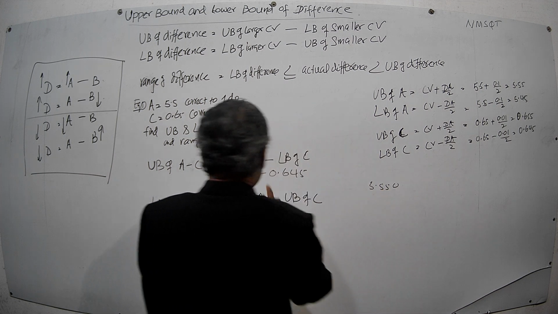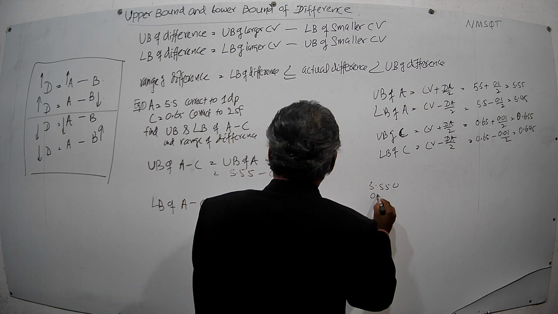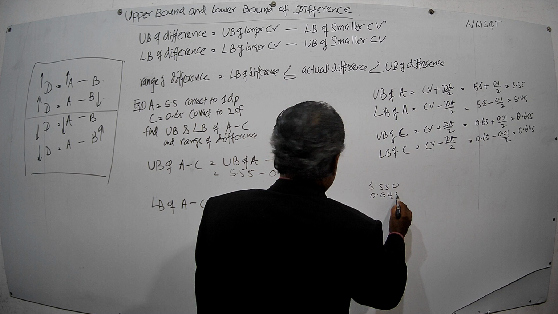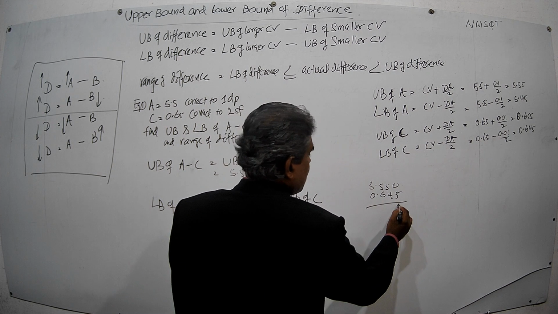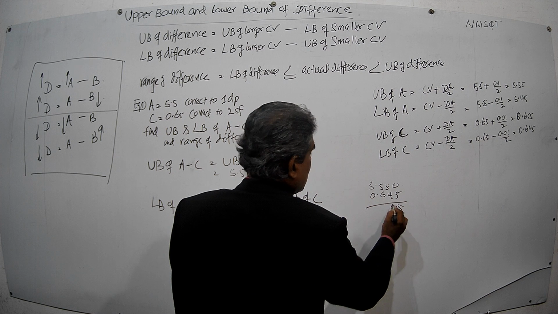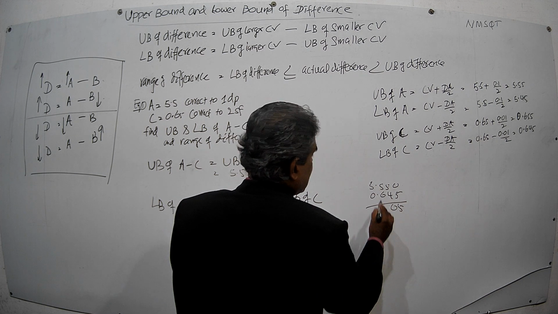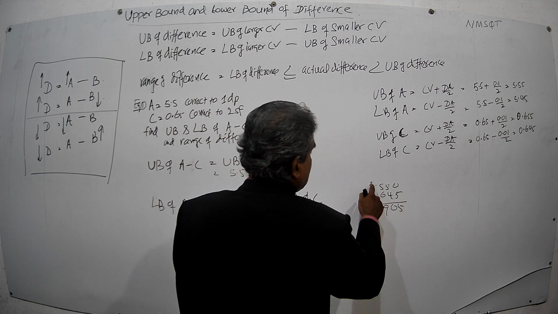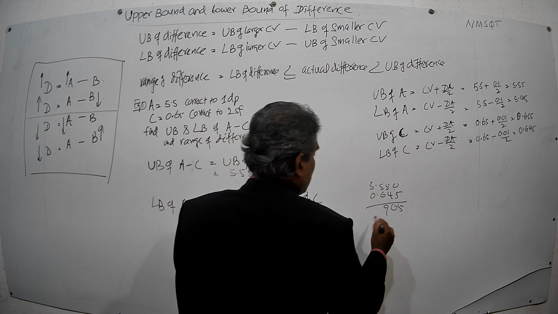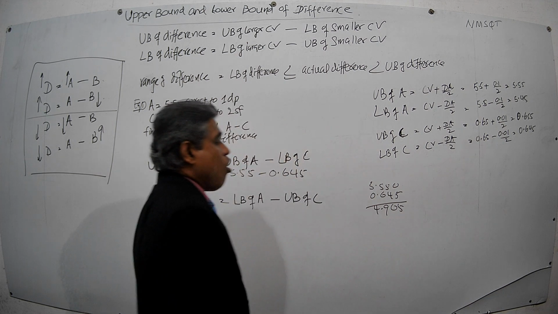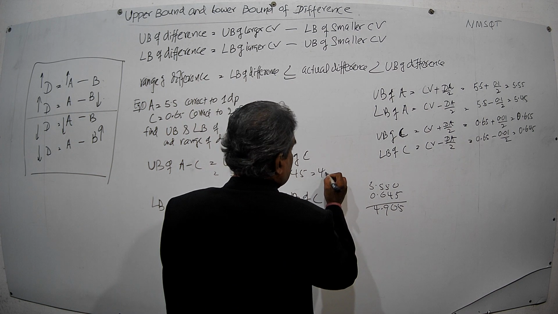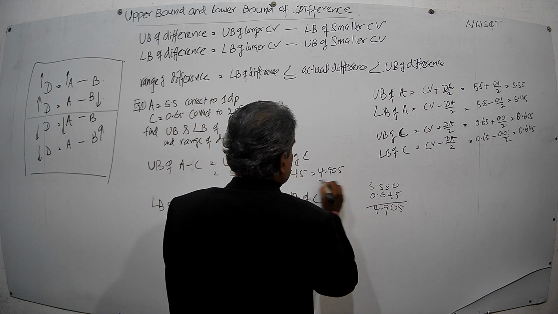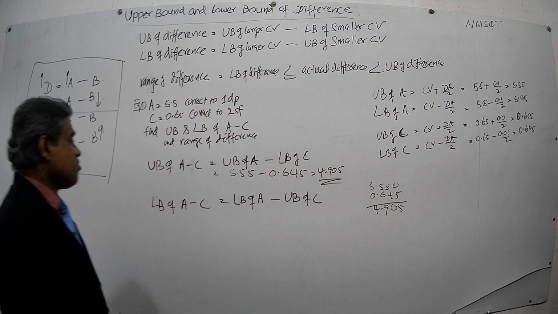5.55 minus 0.645. Then you get here 5 from 10, 5. Here 4, 0. Here 15, 9 here. Here 4, like this. 4.905. This is the upper bound of the difference A minus C.